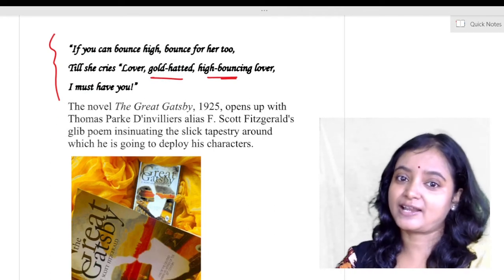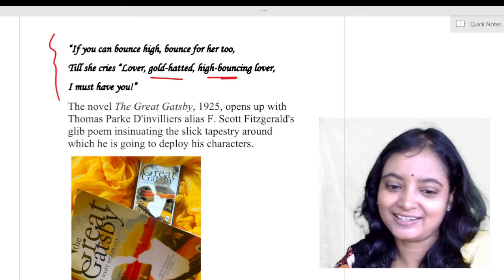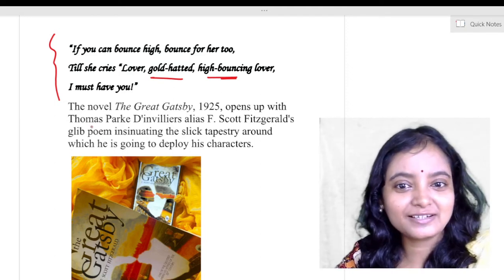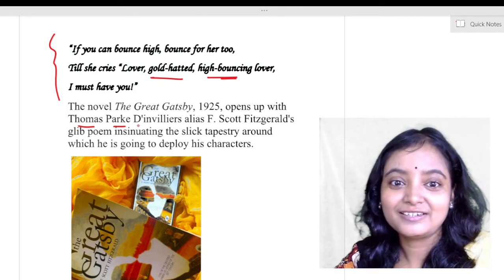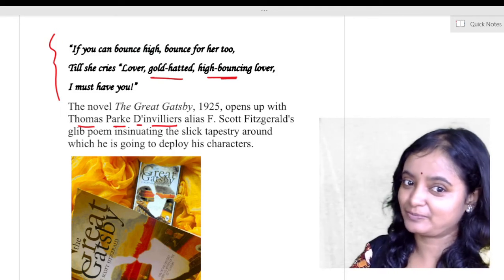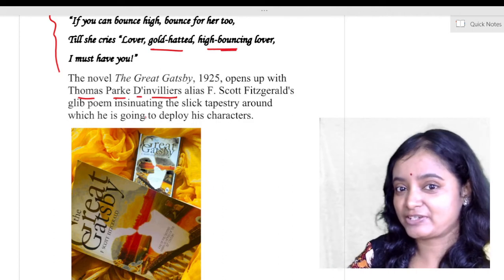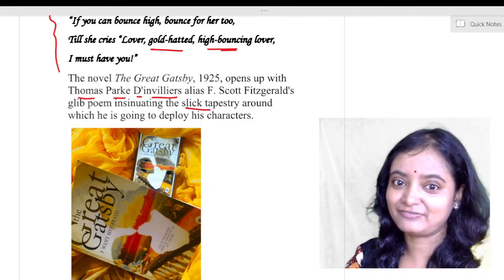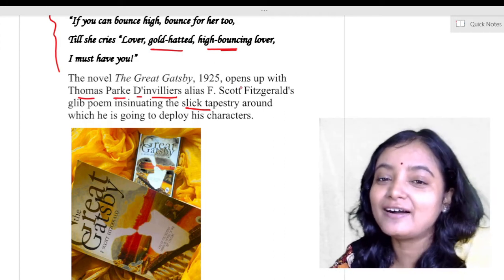The novel The Great Gatsby, 1925, opens with Thomas Parke d'Invilliers, alias F. Scott Fitzgerald. So what is the original name of F. Scott Fitzgerald? Thomas Parke d'Invilliers, alias F. Scott Fitzgerald, with a glib poem, insinuating the sleek tapestry that I told you, the ostentatious lifestyle, the flamboyant lifestyle, showiness around which he is going to deploy his characters.